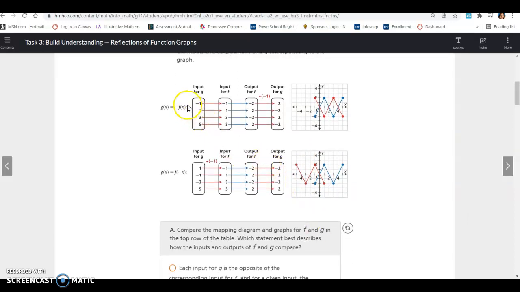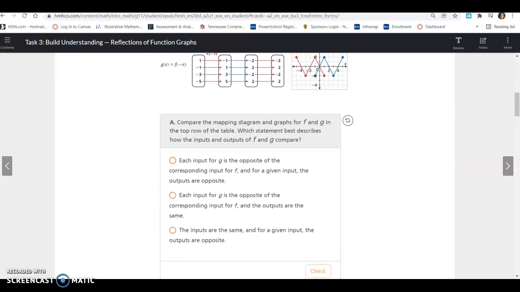Again, this is negative f of x. Remember, f of x is your y value, so it reflects across the x. And here, this is f of negative x, so it's changing the x, or the input value. So this changes the output, this changes the input, just like the other task.